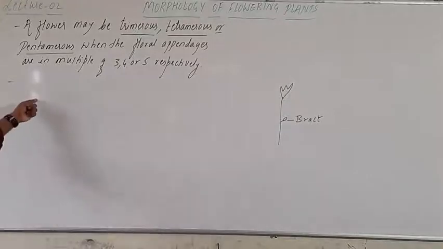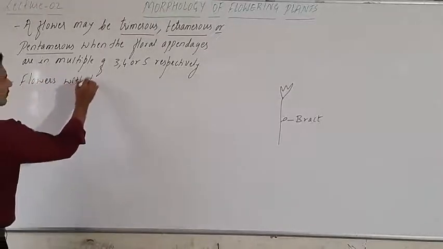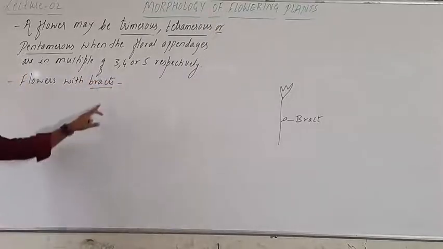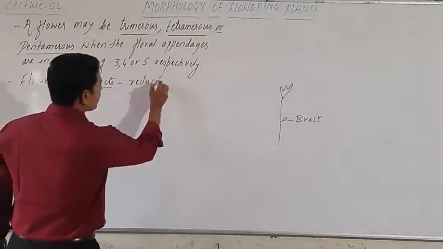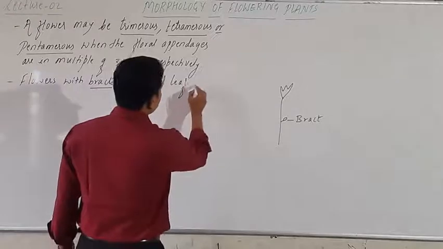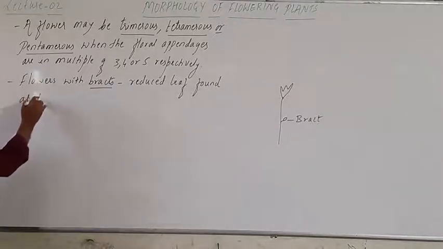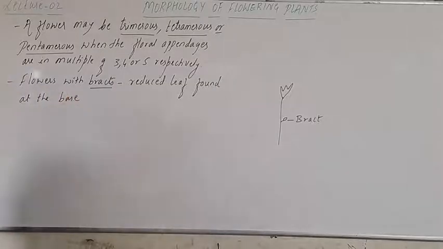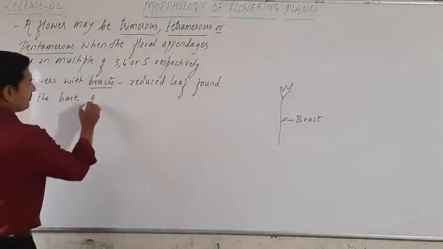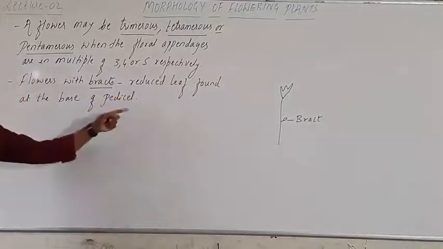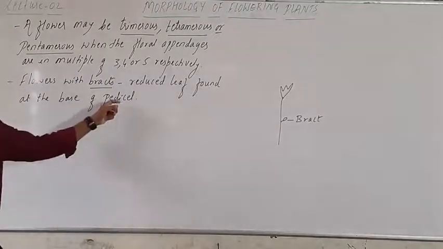Okay, so let's come to that point. So we are going into the next point. The next point is flowers with bracts. Flowers with bracts. So here what is a bract? Bract means a reduced leaf found at the base of the pedicel. The stalk is also called a pedicel. Okay, so this is what is termed as a bract.